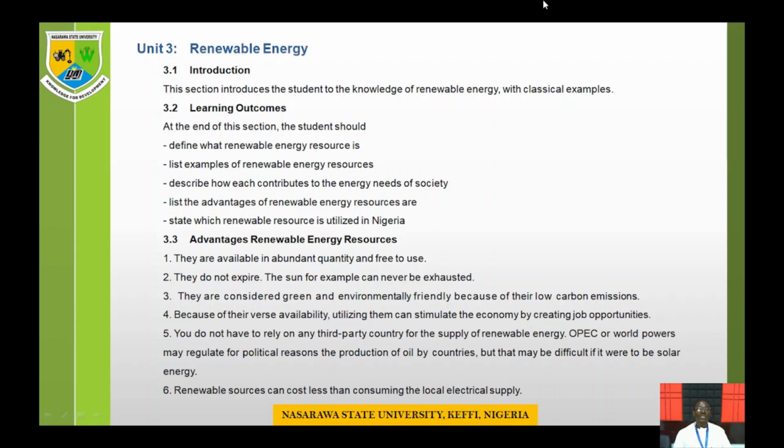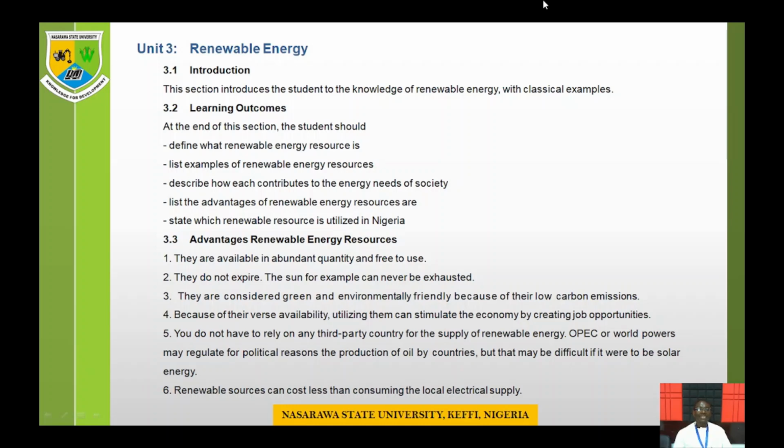This section introduces students to the knowledge of renewable energy with classical examples. Learning outcomes are expected to be: 1. The student should define renewable energy resources, list examples of renewable energy resources, describe how each contributes to the energy needs of society, list the advantages of renewable energy resources, and state which renewable energy resources are utilized in Nigeria.